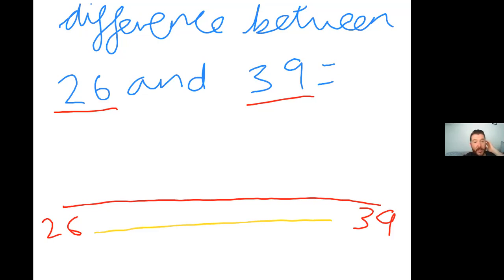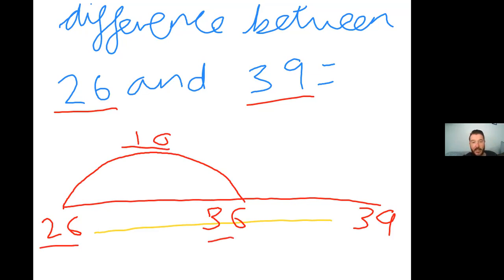So the first thing I'm going to do, I'm going to do a jump of 10. Always do my 10 jumps first. I always start from the smallest number and count up. You can start from the biggest one and count back. So I'm going to do a jump of 10. And that takes me to 36 because 26 add 10 is 36.